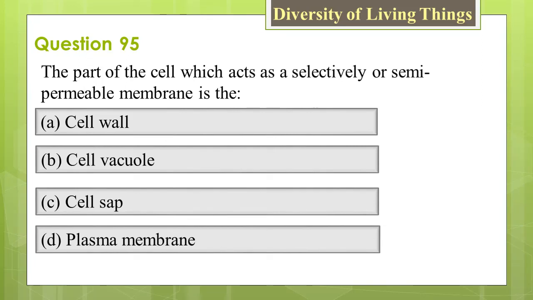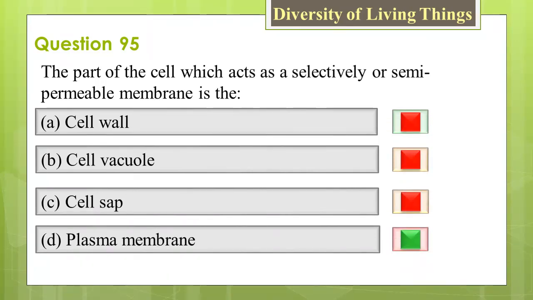Question 95. The part of the cell which acts as a selectively or semi-permeable membrane is the A. Cell wall. B. Cell vacuole. C. Cell sap. D. Plasma membrane. Which one of the following is a correct alternative? The correct alternative is D, plasma membrane.